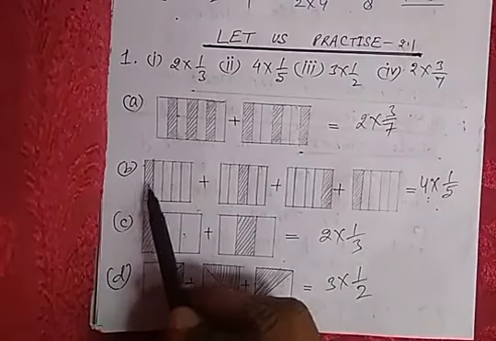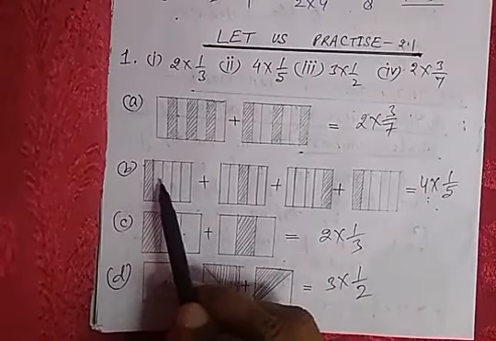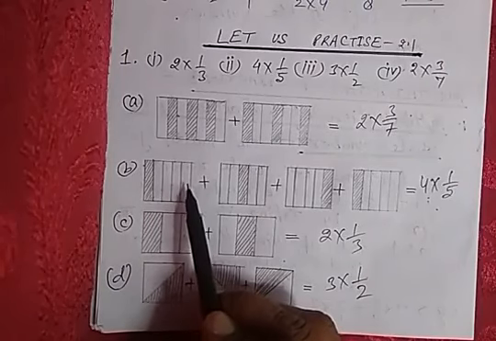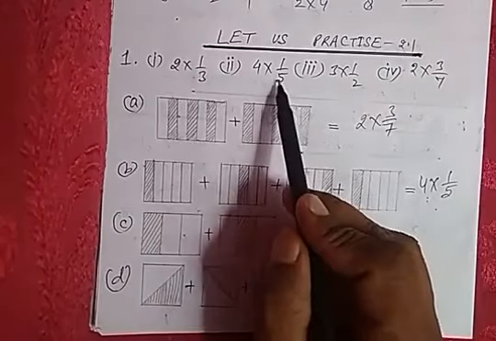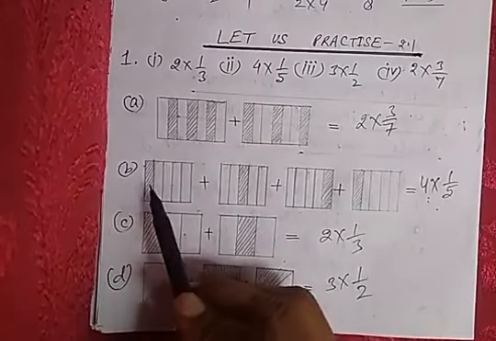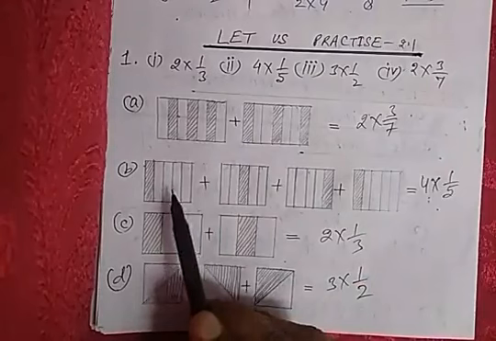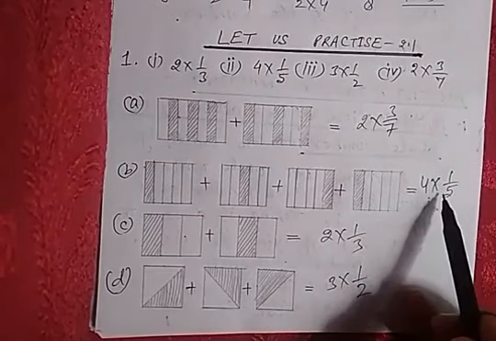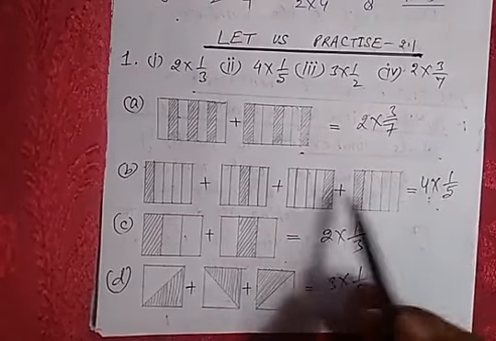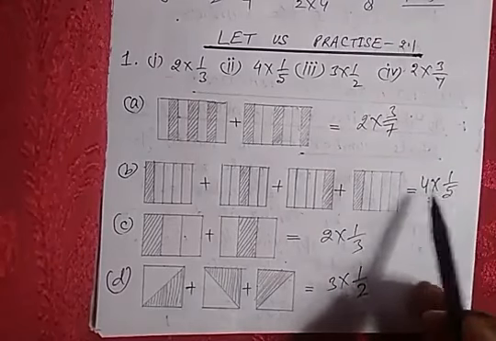Now B part. Total number of parts 1, 2, 3, 4, 5. Here the denominator is 5. Number of shaded parts is 1. 1 upon 5. Number of times is 1, 2, 3, 4. 4 into 1 upon 5. This figure shows this one.